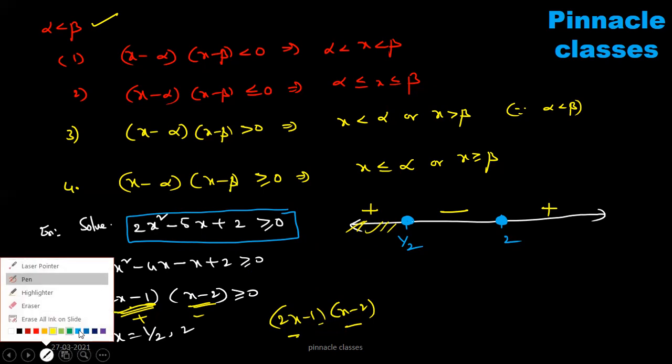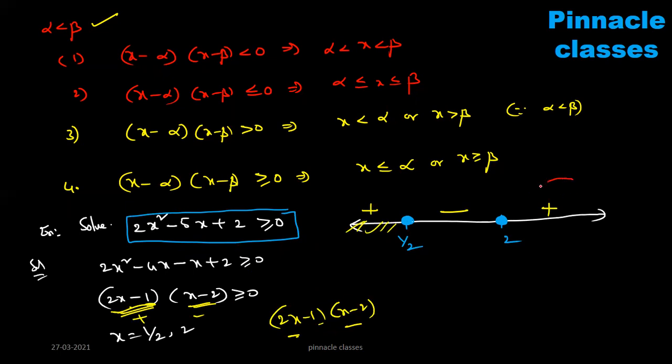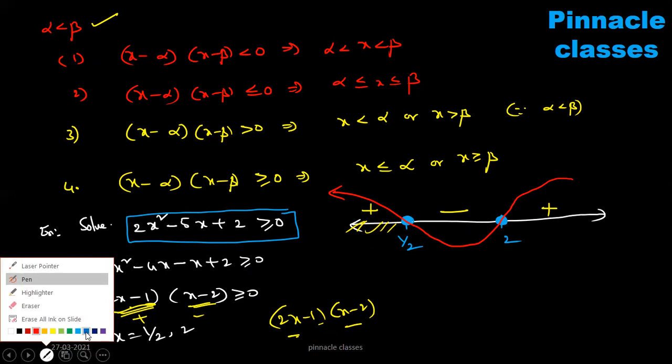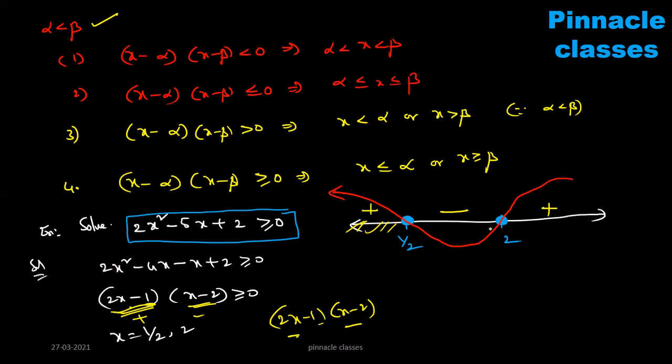Now, how to start the graph? Plus means the curve is coming from upwards. Minus means downwards. Plus means upwards. So in this case, which region do we have to take? That is the question. Greater than or equal to 0 means positive. That is the region. What is your answer? Towards minus infinity up to 1 by 2. In this case, do we take open or closed? Closed. Union. Here also closed, 2 to infinity. That is the answer.